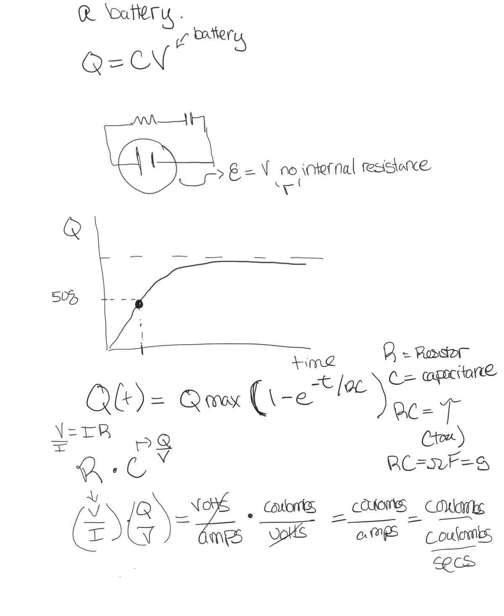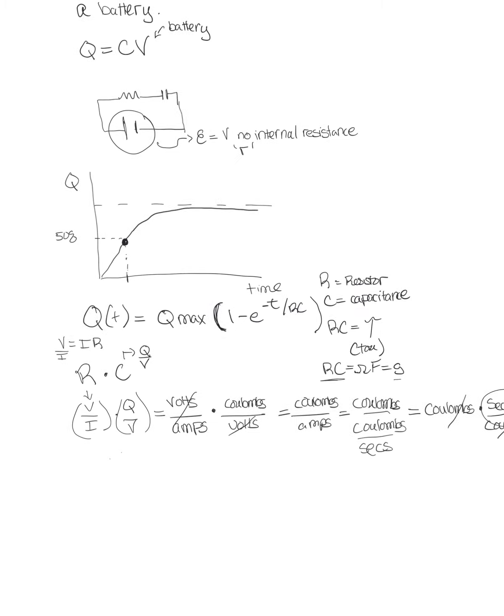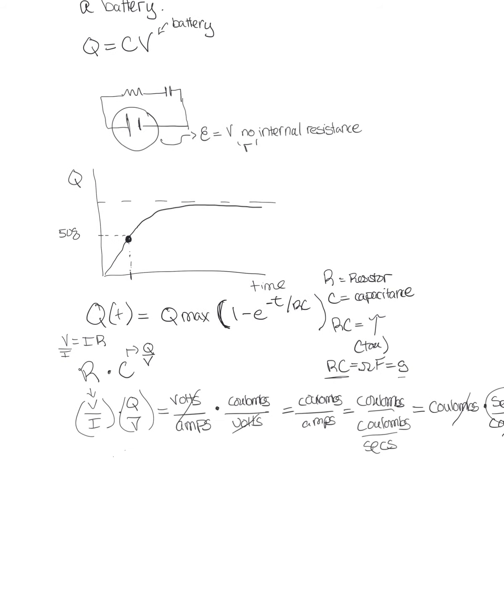And then we know that when you're dividing, it's the same thing as multiplying by the reciprocal. So we could have coulombs times seconds divided by coulombs, in which case our coulombs cancel and we have seconds. So that's why RC can also be represented by seconds. Pretty cool. Okay, now that means that this Greek letter right here, tau, also has a unit of seconds.